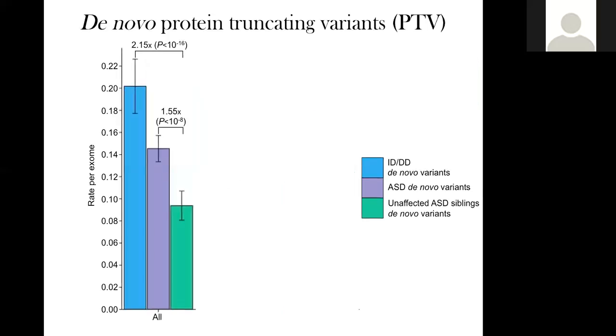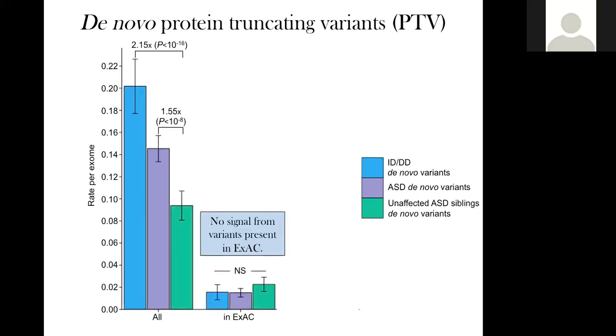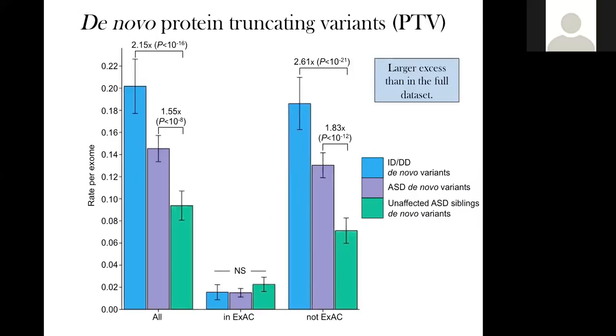Then we turn to our de novo protein truncating variants, and these were the variants that showed the greatest enrichment in autism and intellectual disability. If we look at all de novo protein truncating variants, there's a twofold excess in intellectual disability and developmental delay, and about a 1.6-fold excess in autism. Now we do the same thing. We look at just those de novo protein truncating variants in ExAC. Now we've completely obliterated this very strong signal. And in fact, you'll notice that there's actually a higher rate in unaffected siblings. So unaffected siblings have a higher rate of de novo PTVs in ExAC. So mathematically, when you remove those, you see a greater enrichment than what you saw before for those de novo protein truncating variants not in ExAC.